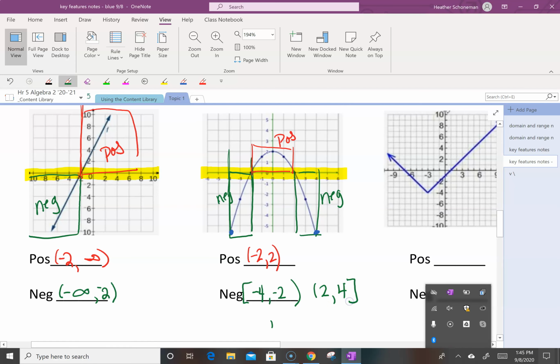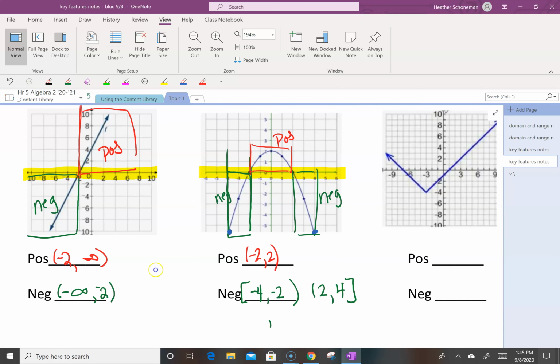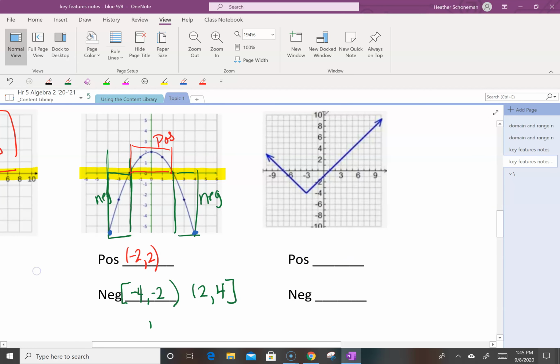I'm going to have a bracket because it includes 4. Now remember, I'm only reading the numbers off of the x-axis, okay? And I'm looking for the left and right boundary. It may have more than one negative or positive interval. It's not going to be just one of each.